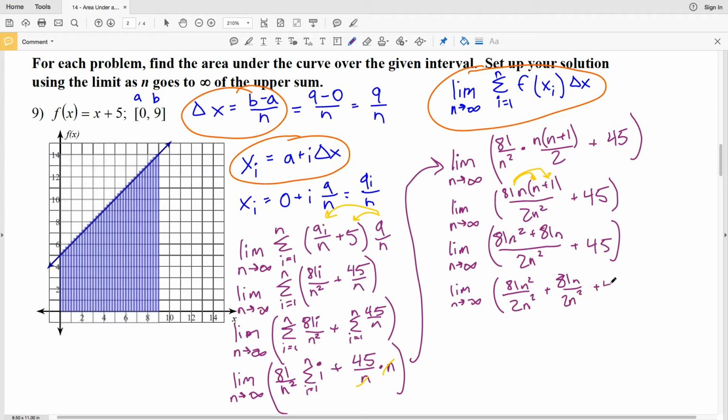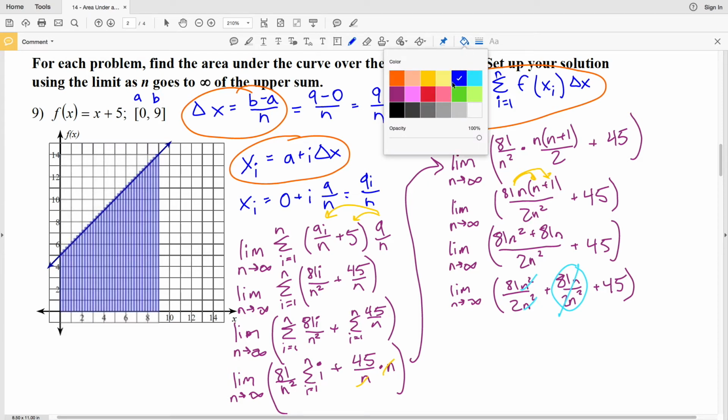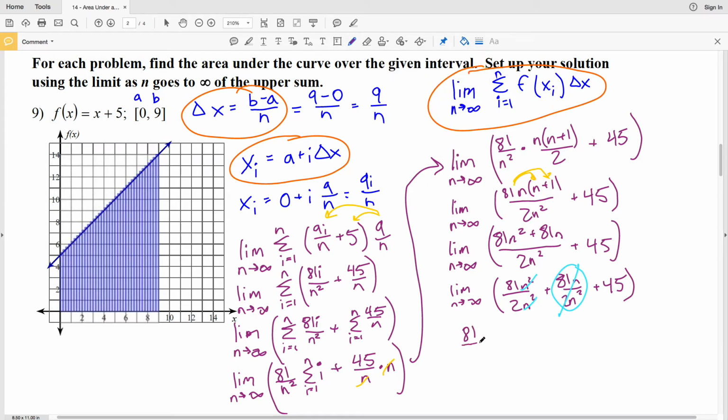Right away you can see that n squared cancels out with n squared, and because the highest degree in the numerator of this second term is smaller than the highest degree of the denominator, as n approaches infinity, this term will go to 0. So now I'm just dealing with two constants. So that will be 81 over 2 plus 45.